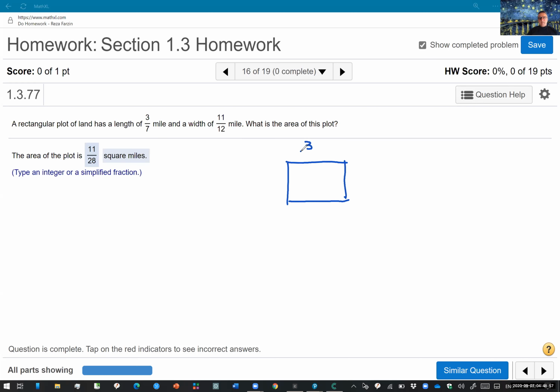Length is usually the side that is longer, right? And the width is 11/12 of a mile, which is interesting because here they're giving you a width that is actually bigger. So let me go ahead and play their game and call this one the width. That's unusual, but it's not a big deal. They're just names.